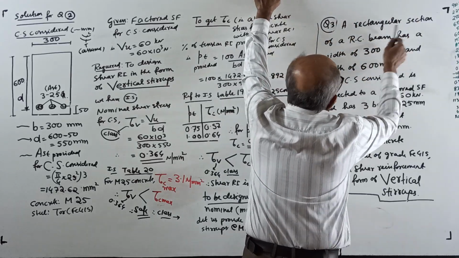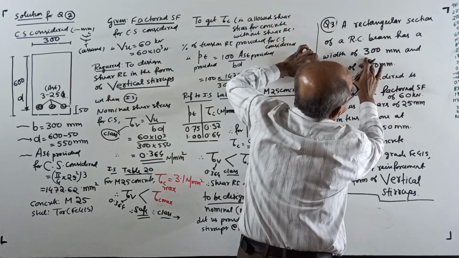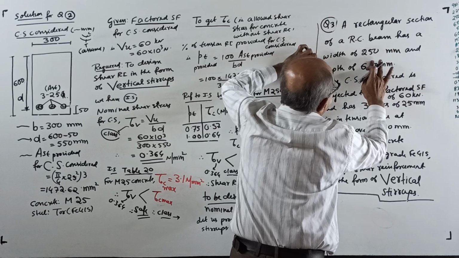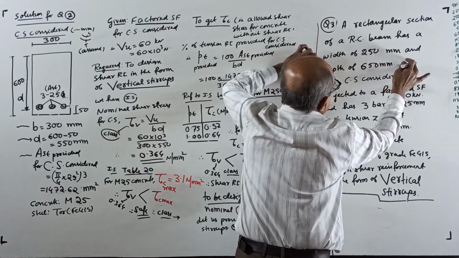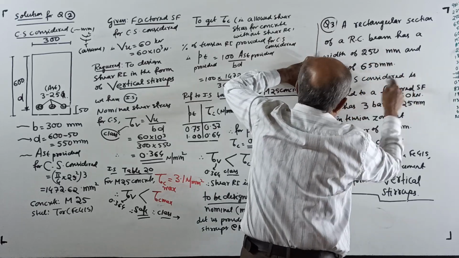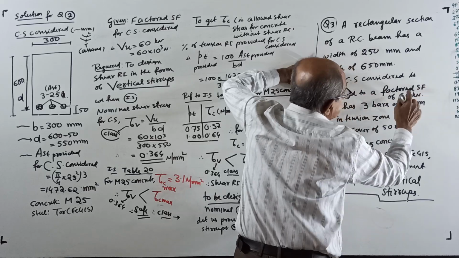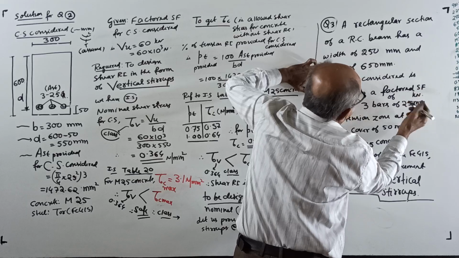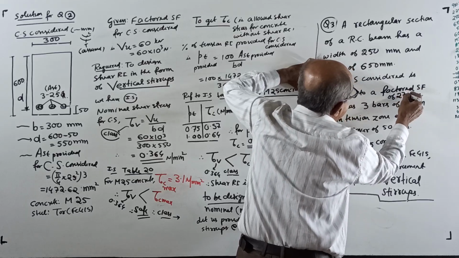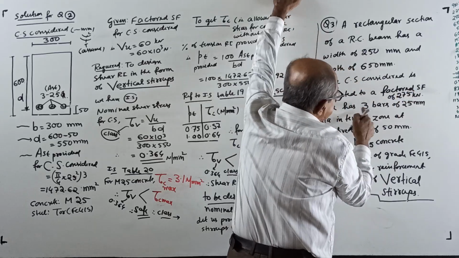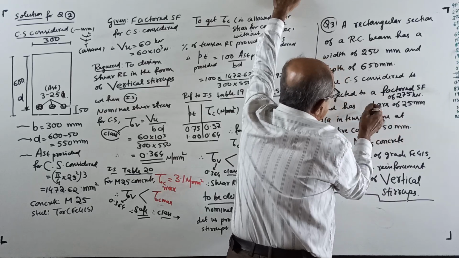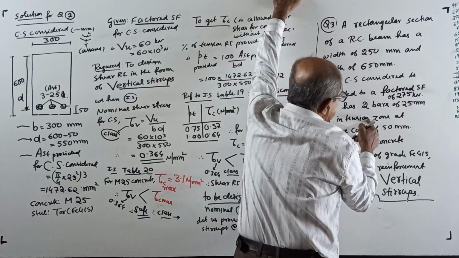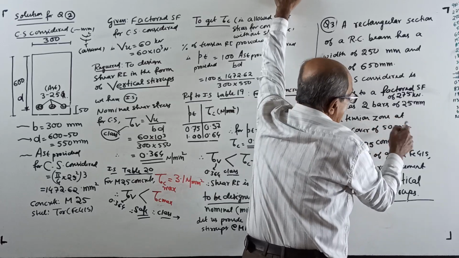A rectangular section of RC beam has a width of 250 millimeter and depth of 650 millimeter. The cross section considered is subjected to a factored shear force of, where is it, 275 kilonewton, and has 2 bars of 25 mm diameter in the tension zone at an effective cover of 50 millimeter.